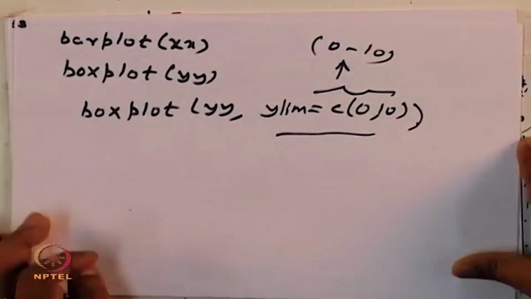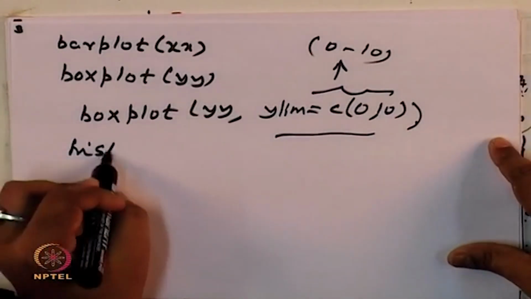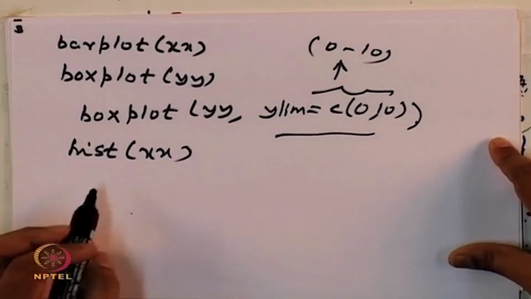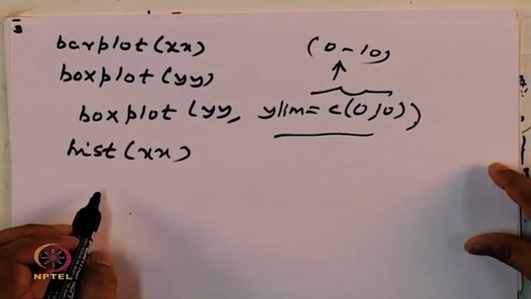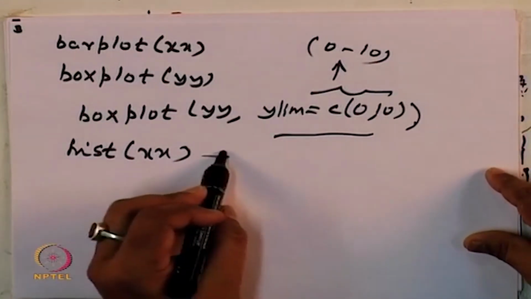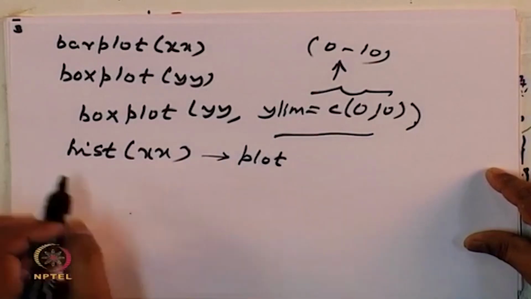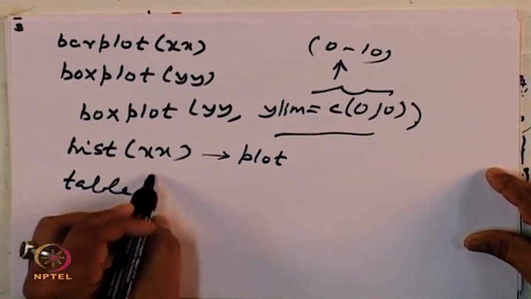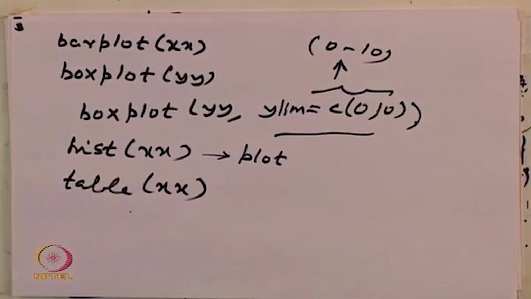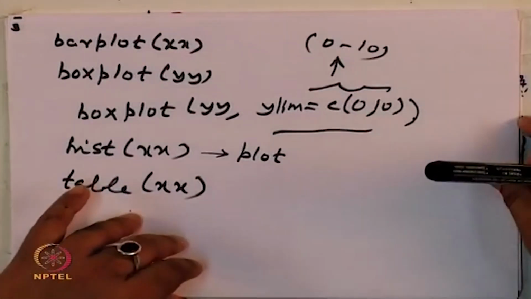Okay. Histogram of xx or yy will give you the histogram or the frequency distribution, but it will also generate the plot. Just to get the frequency distribution you can write table of xx. Okay. So these are the basics.